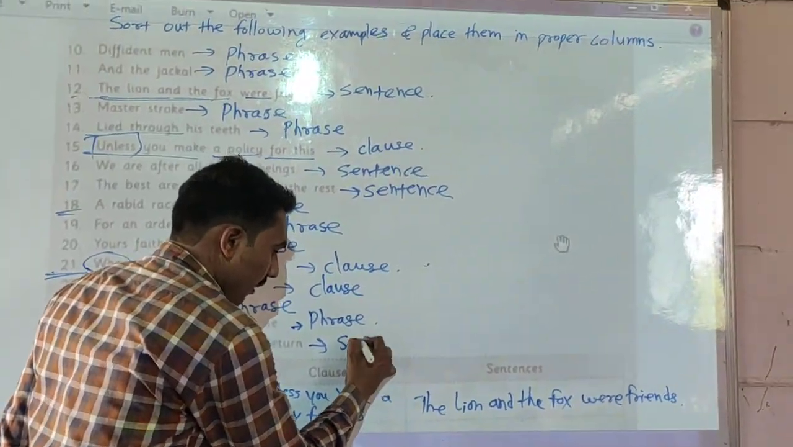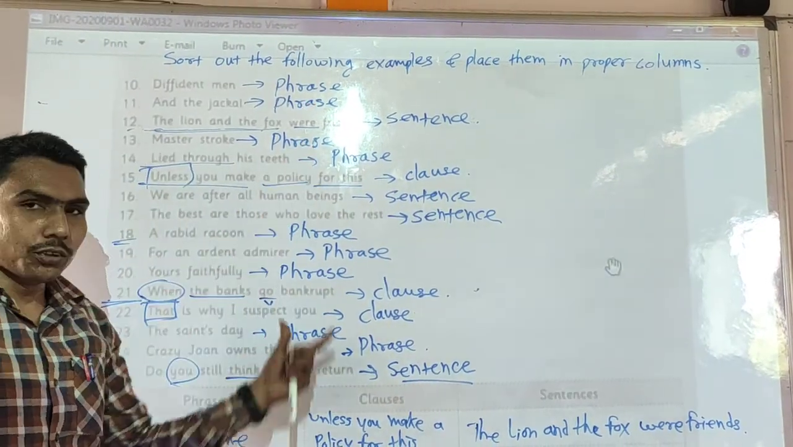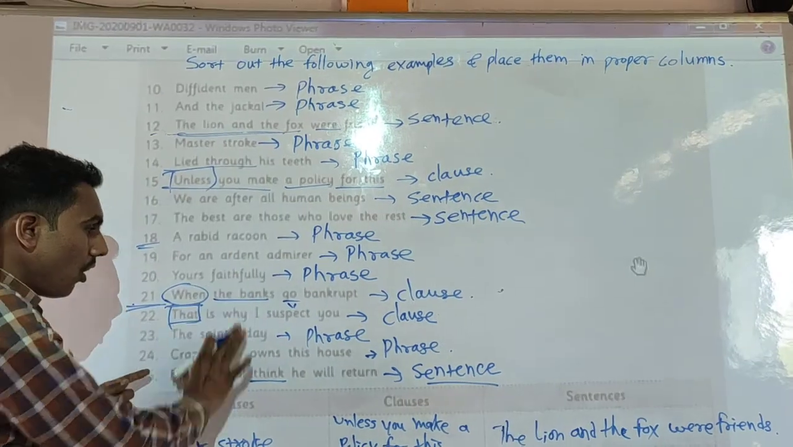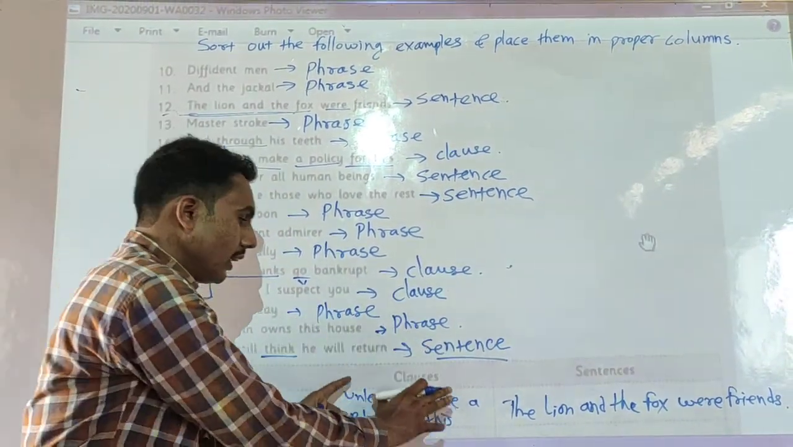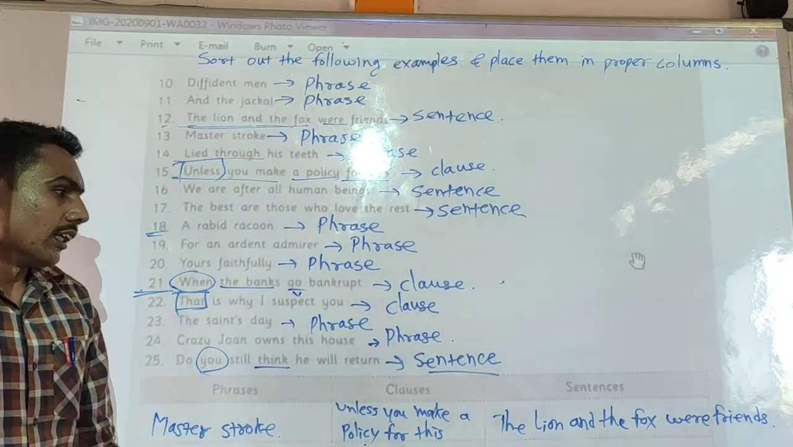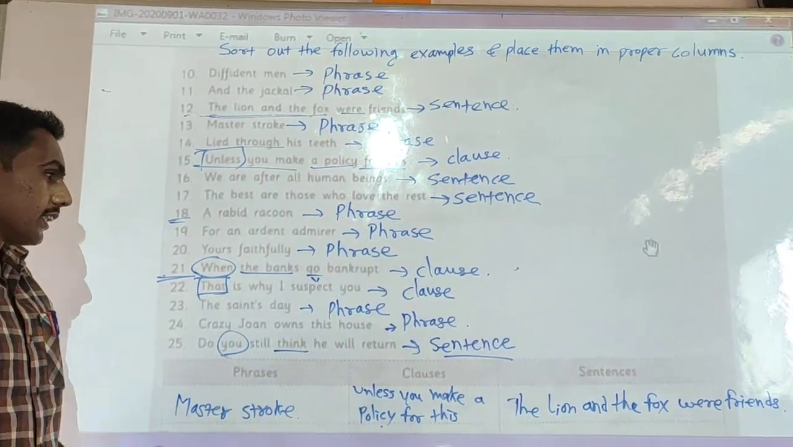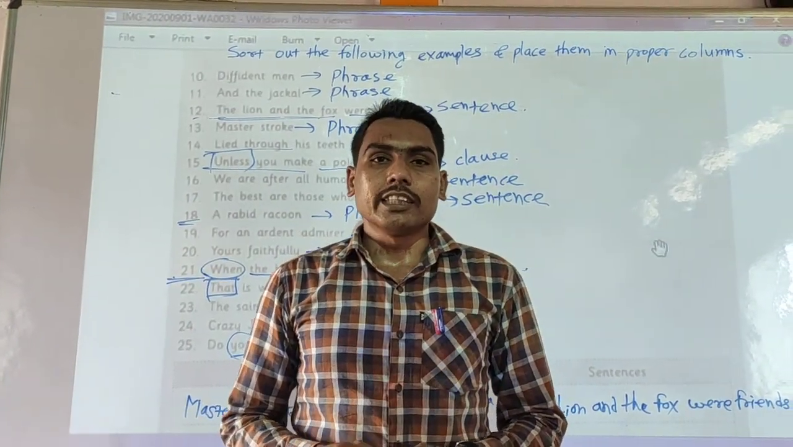Sentence column. I hope that you can easily sort out all these examples into three columns: the phrase column, the clause column, or the sentence column. I hope that you will understand easily. The remaining part of this lesson we will see in the next video. Thank you.